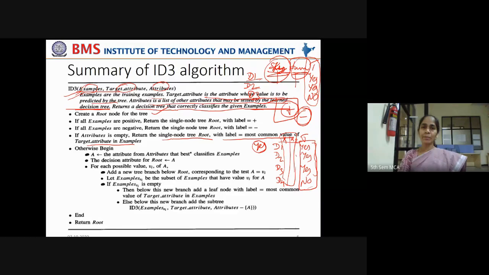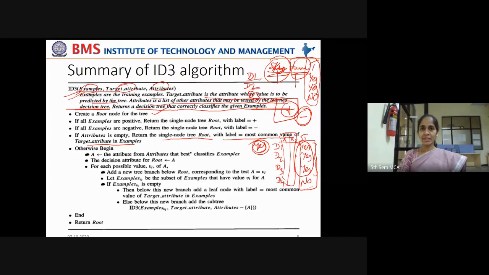Now, if no attributes are given, only the target labels are given, what best can the machine learn? It can be in favor of the most repeated value, right? What is the most repeated value here? Yes. So that will be taken as the root node, right? All the extreme conditions are met. We covered them with the algorithm.